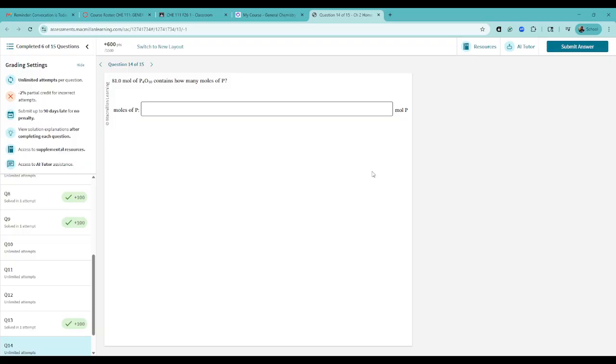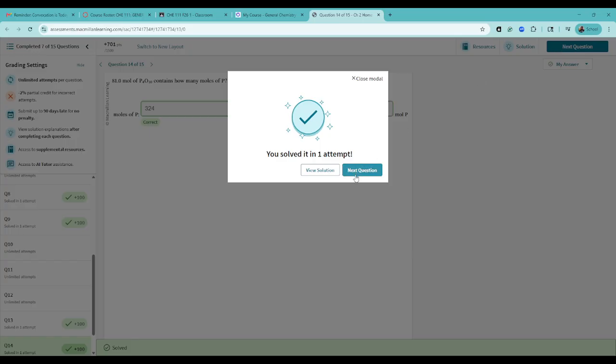Looking at 14, 14 is a little bit more tricky. There's 81.0 moles of P4O10. How many moles of P are there? I'm not even going to bust out the dot cam because, just note that P4O10 means there's 4 P's for every 1 mole of P4O10. So what's 81 times 4? 81 times 4 is 324. I'm not even going to set that up. But you've got to just look at the elemental formula.